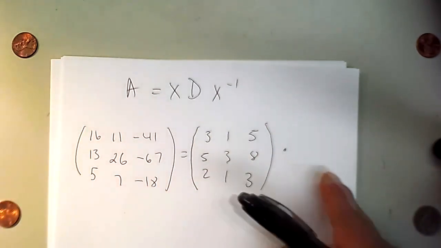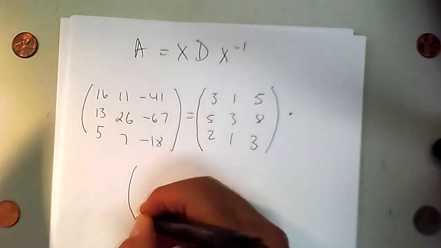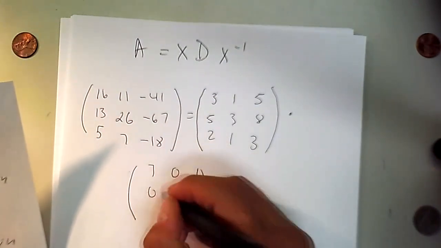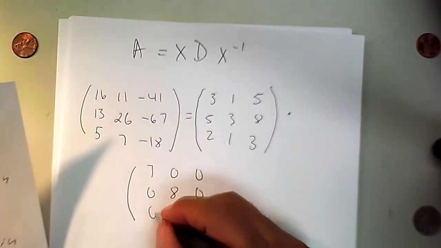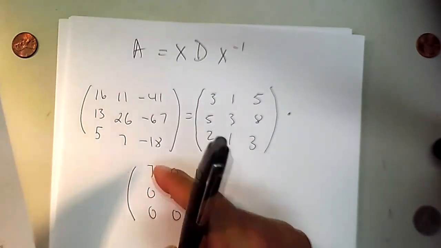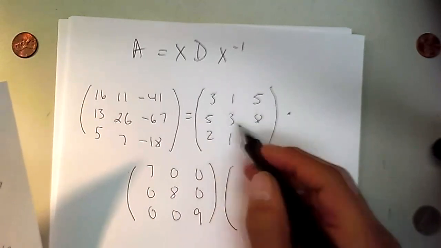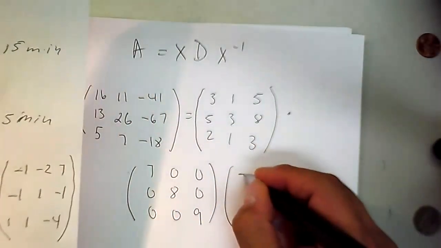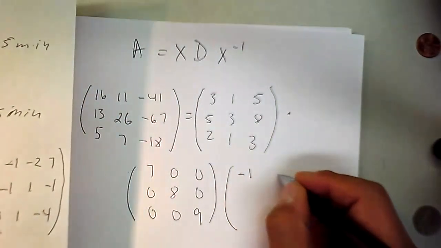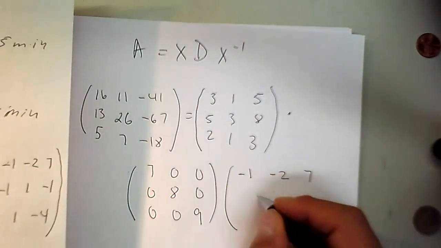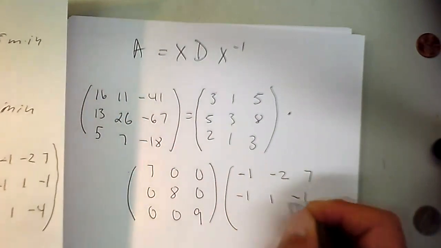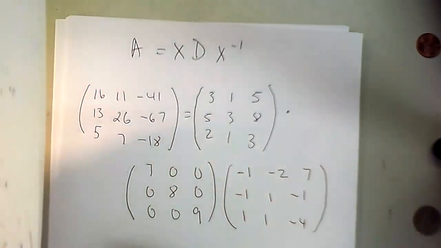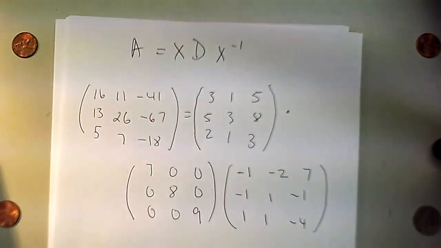I'm running out of space here, so I'm going to write down the other two matrices. The diagonal matrix 7, 0, 0, 0, 8, 0, 0, 0, 9 with the eigenvalues. And then this matrix, except that it's got to be the inverse: -1, -2, 7, -1, 1, -1, 1, 1, -4. There. So that is a big part of the problem.